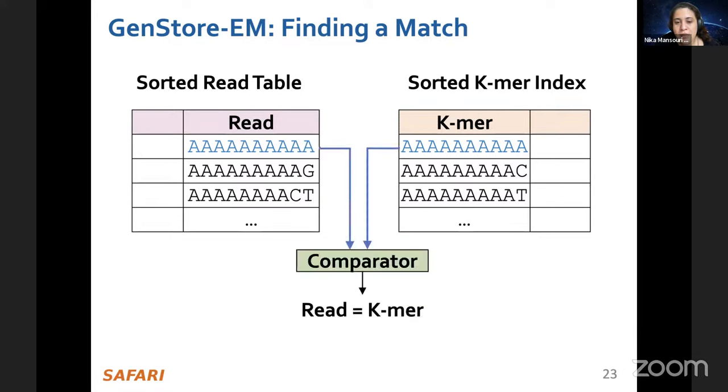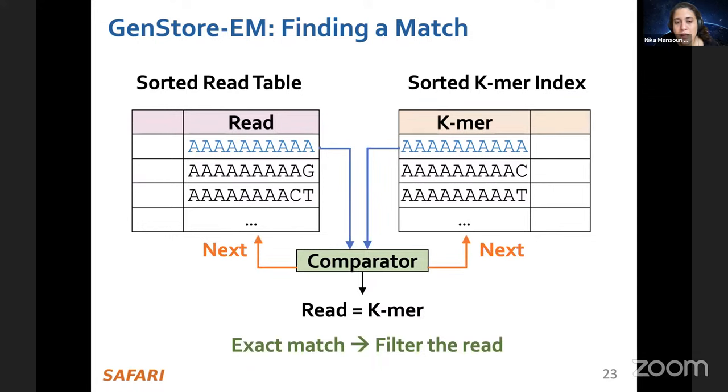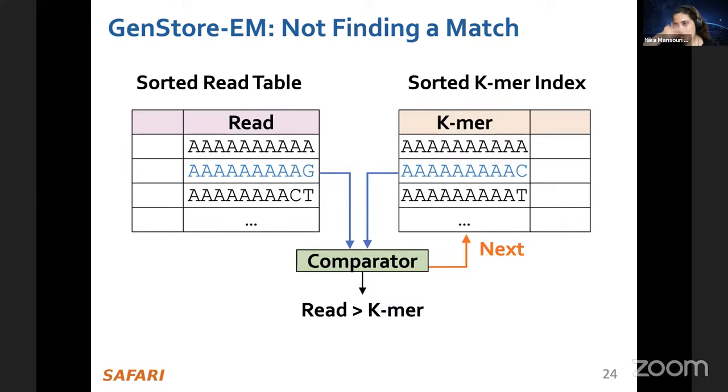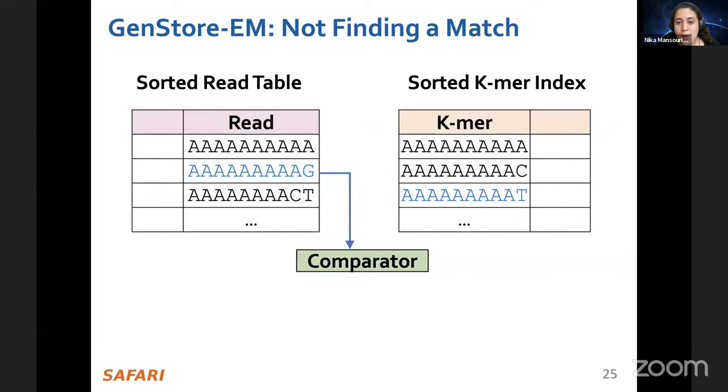First, if the read and the k-mer are equal to each other, we detect that the read is an exactly matching read that does not need to go through the remaining steps. So it can be filtered, and we go to the next element in these data sets. If the read is bigger than the k-mer, we detect that nothing has matched so far, because they're sorted. If they had matched, we would have seen it already. So we go to the next element in the sorted k-mer index.